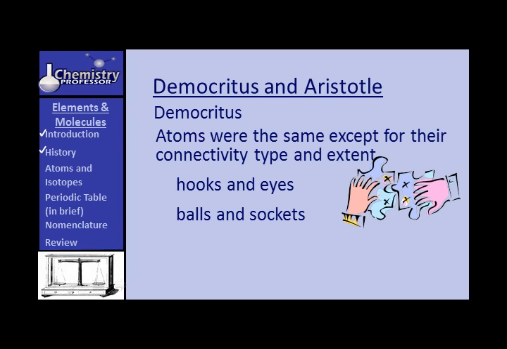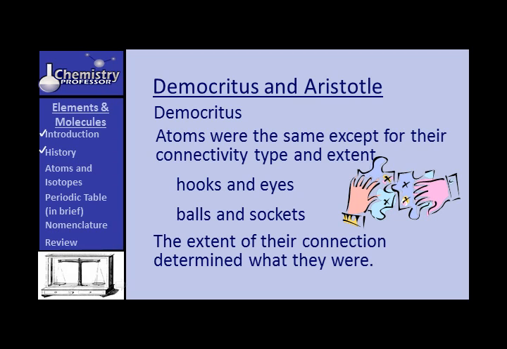Water atoms were attached less securely, hence were smooth and slippery. Salt atoms were attached in such a way that they were sharp and angular. And air atoms were hardly attached at all, and thence were light and airy. In other words, it was not what they were made of, it was how they were connected that determined what they were. So lead and iron and water were all the same atoms, connected differently.